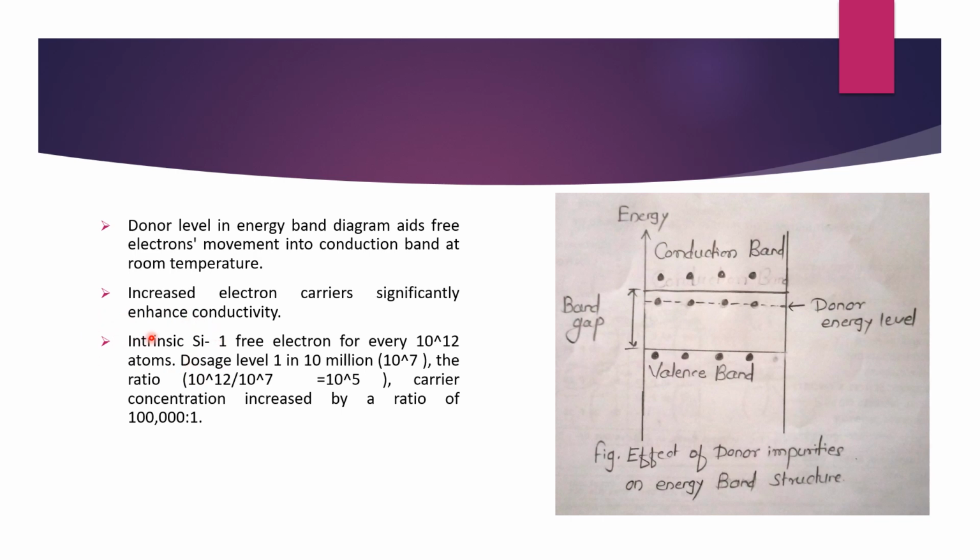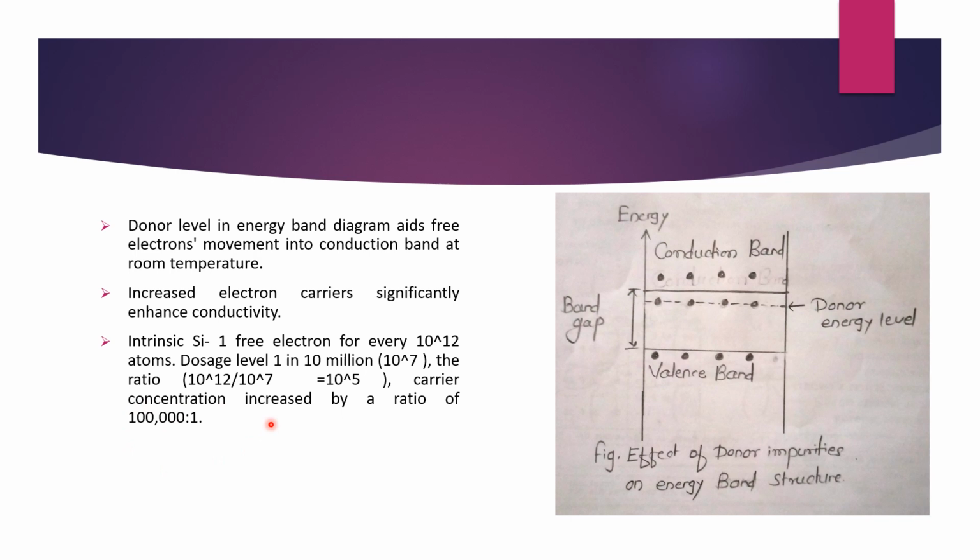What was the case in the intrinsic silicon? One free electron for every 10 to the power 12 atoms. So at room temperature, one electron was set free for every 10 to the power 12 atoms. Now, the dosage level means, because of this impurity, 1 in 10 million, 10 to the power 7. So to calculate the carrier concentration, you just have to do 10 to the power 12 divided by 10 to the power 7. That means 10 to the power 5.